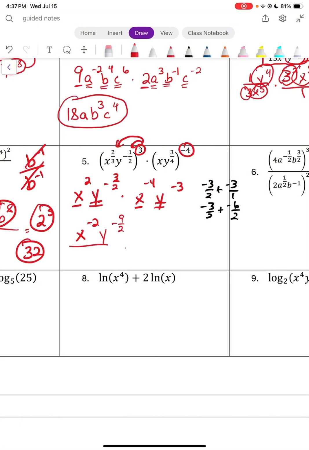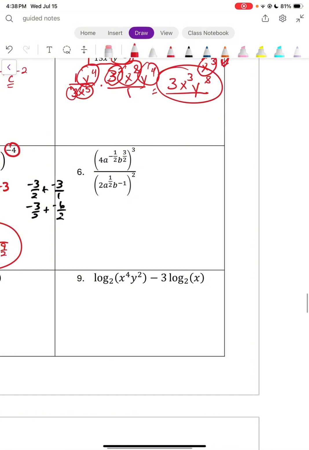Notice that both of these are negative, so they'll both need moving. So nothing's left on top. You have an x squared and a y to the 9/2 power on bottom. Final answer. And then the last one.